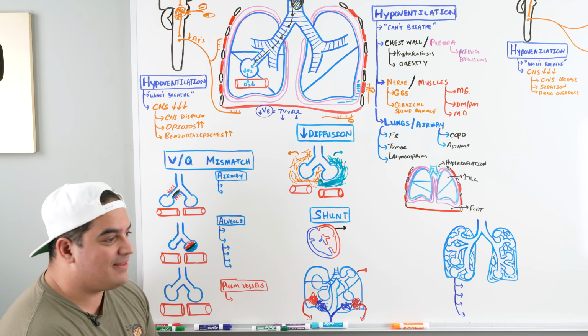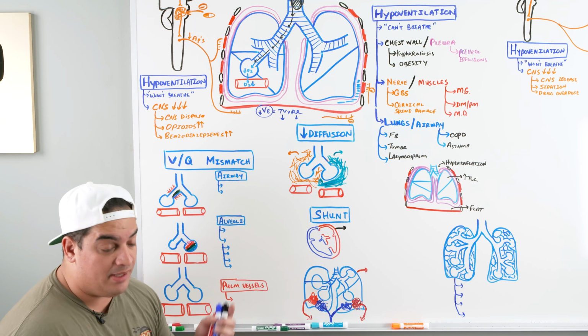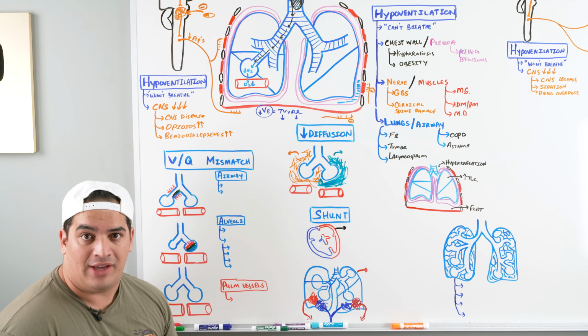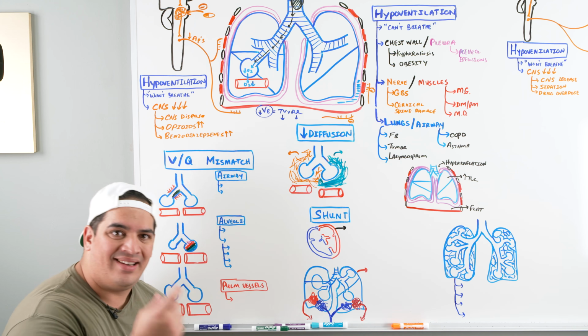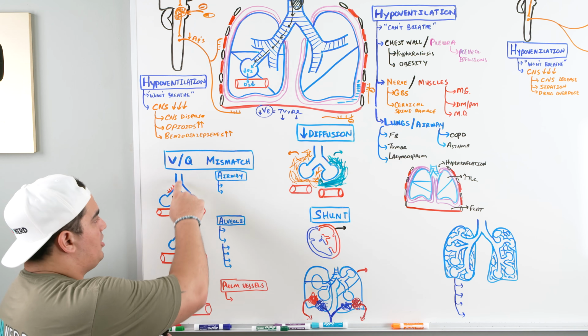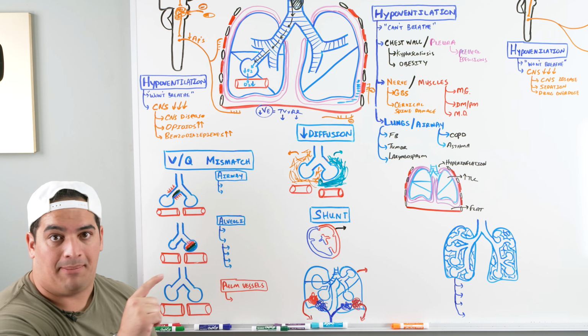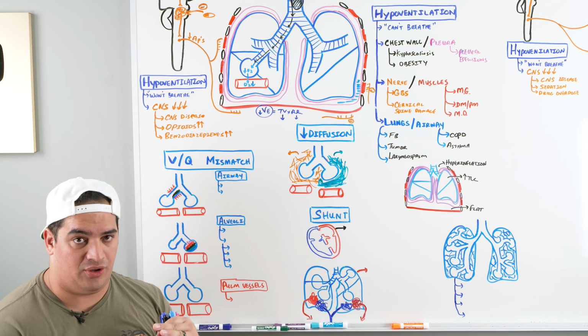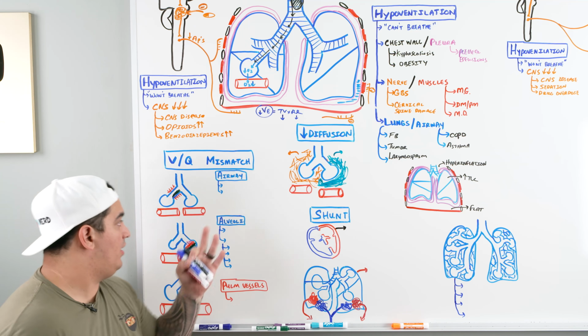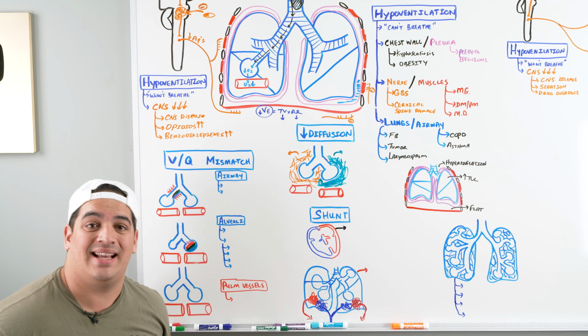All right, so the next concept that I want you guys to think about, and this oftentimes tends to be the most common cause, is a VQ mismatch. So there's something wrong between the ventilation of the alveoli, so basically how much oxygen gets into the alveoli, and then how much perfusion is moving through the pulmonary capillaries. There is a mismatch between the two. In a perfect world, you want normal ventilation, normal perfusion, but sometimes that's not the case with pathology.